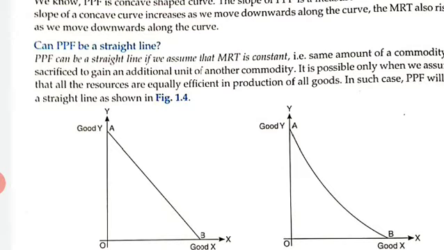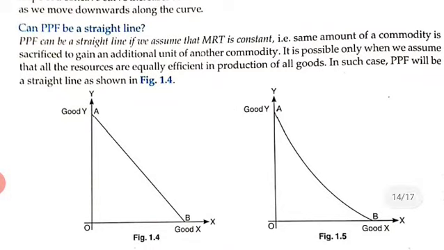So when is PPF a straight line? When MRT is constant. MRT constant means the same amount of a commodity is sacrificed to gain an additional unit of another commodity. For example, in order to gain 1 unit of butter, we are sacrificing 1 unit of gun. In that case, your PPF is a straight line. It is possible only when we assume that all resources are equally efficient in production of all goods. In such cases, your PPF will be a straight line as shown in this diagram, figure 1.4.